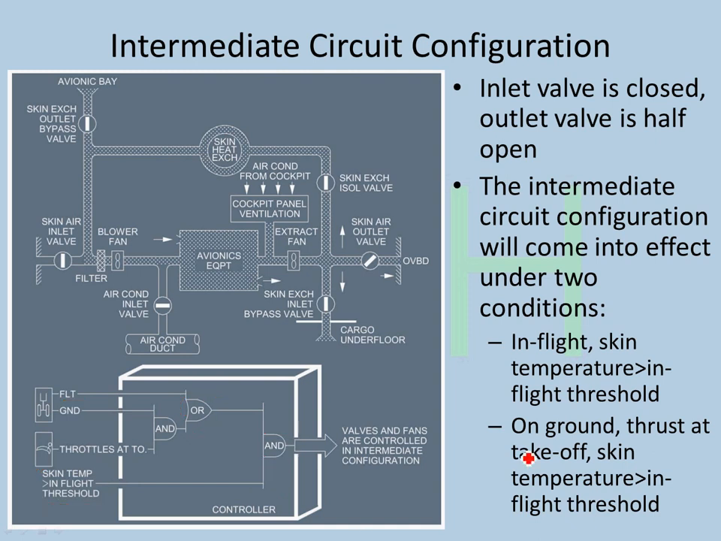The other condition is on ground, thrust at takeoff, gate satisfied, or one line is satisfied. Then skin temperature greater than in-flight threshold, and then this AND is satisfied, and you're in intermediate configuration. The only thing you have to know as a pilot is that in intermediate configuration you'll have your outlet valve half open, same as closed circuit, just that the outlet valve is half open, and we are discussing greater than in-flight threshold.